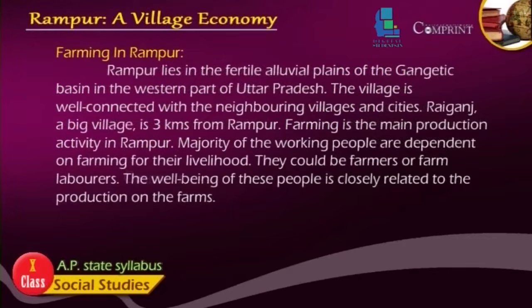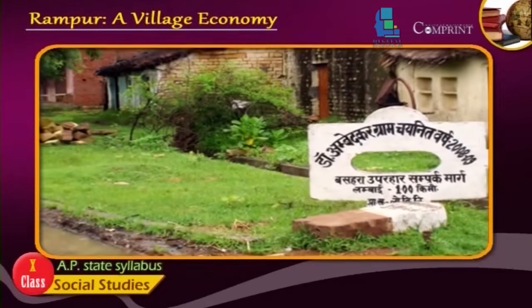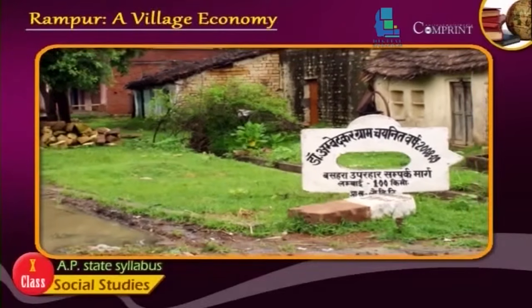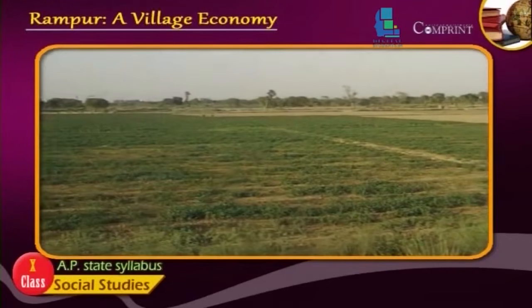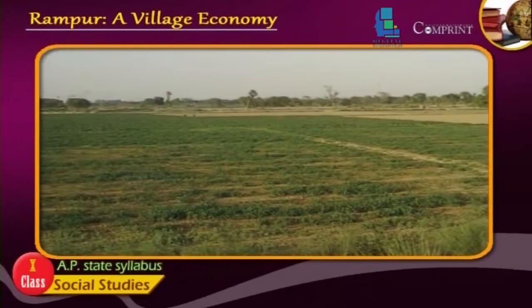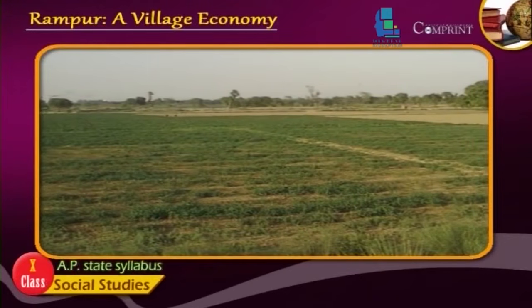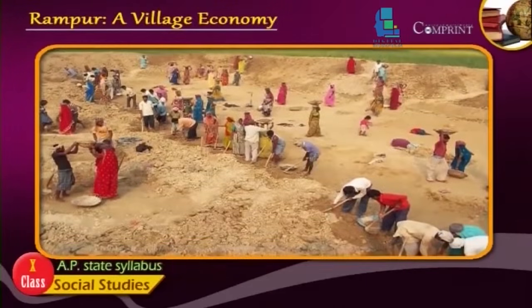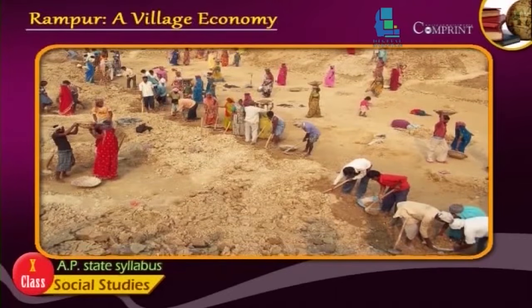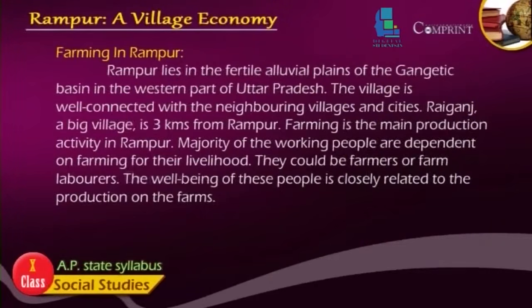Farming in Rampur. Rampur lies in the fertile alluvial plains of the Gangetic Basin in the western part of Uttar Pradesh. The village is well connected with the neighboring villages and cities. Raiganj, a big village, is 3 kilometers from Rampur. Farming is the main production activity in Rampur. The majority of the working people depend on farming for their livelihood. They could be farmers or farm laborers. The well-being of these people is closely related to the production on the farms.